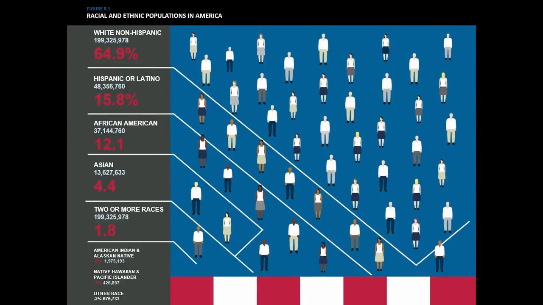Let's talk about demographics. So, in the United States, nationwide, 65% of our population is white. 15.8 or just under 16% is Hispanic or Latino. 12.1% is African American. 4% is Asian. 1.8% of our population identifies as being of two or more races or mixed race. 0.6% identify as being American Indian or Alaskan Native, and 0.1% identify as being Hawaiian or Pacific Islander.